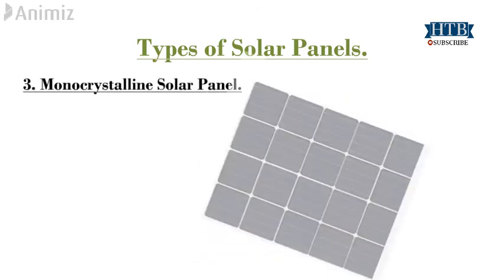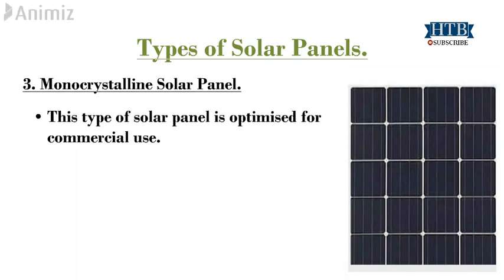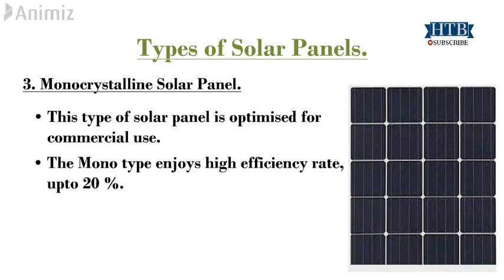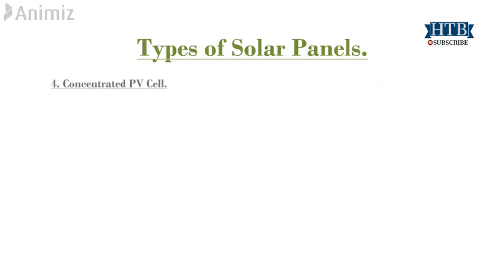3. We have the monocrystalline solar panel. Mono type is optimized for commercial use. It has a higher efficiency rate as compared to the other types I have already mentioned. It reaches up to 20%, but it is expensive. The 4th type is the concentrated PV cell.